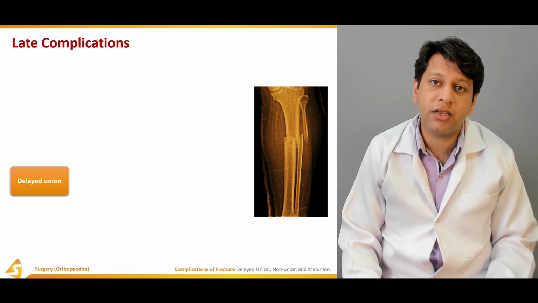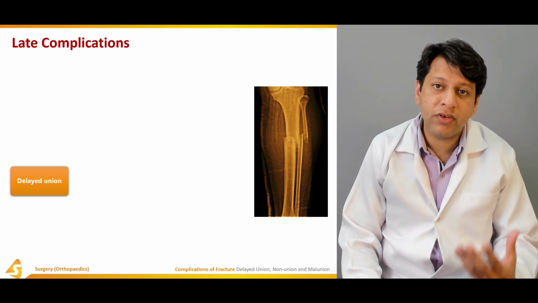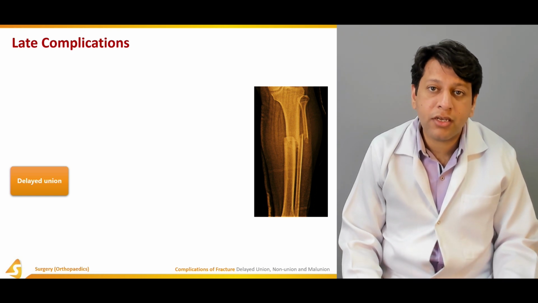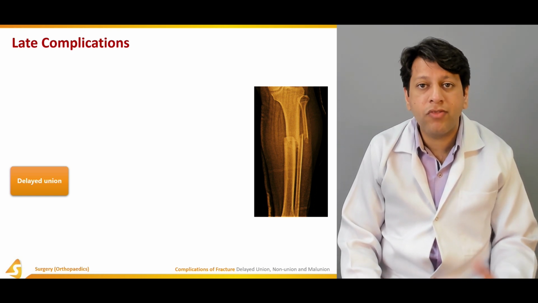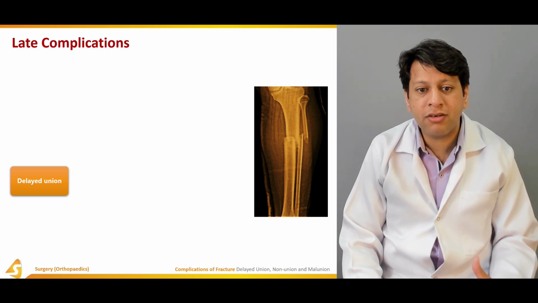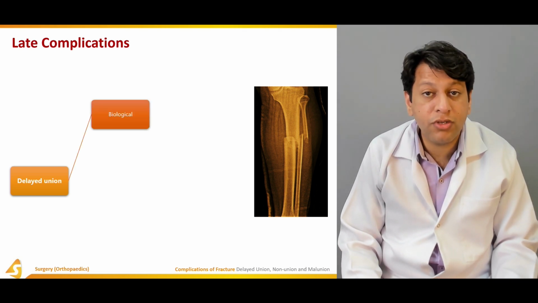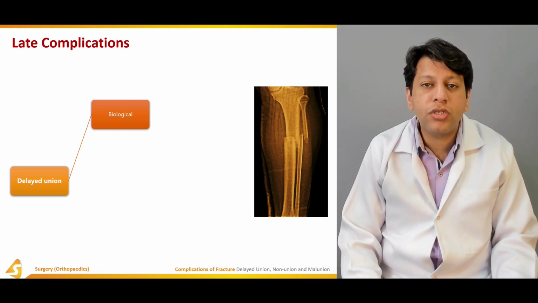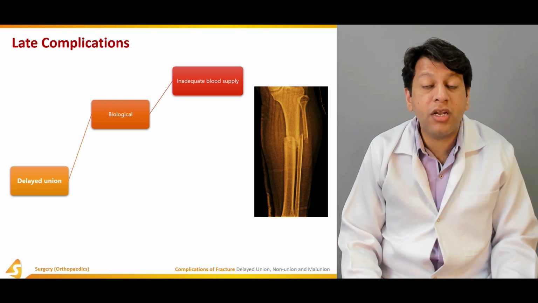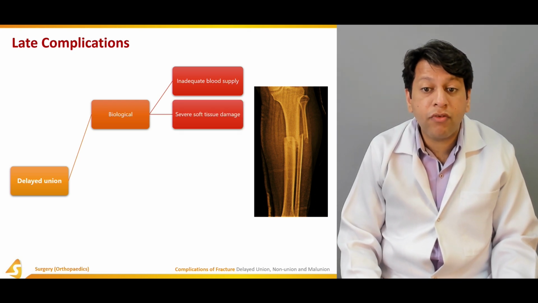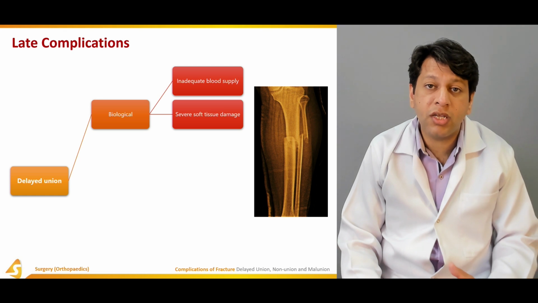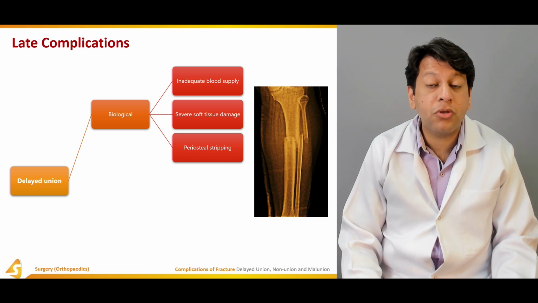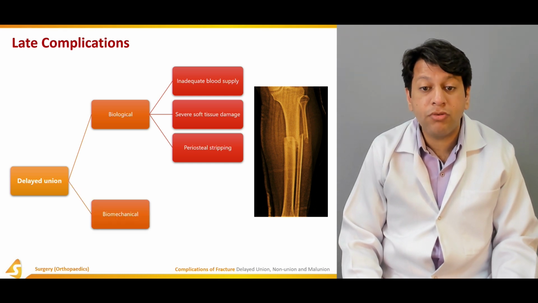healing. Usually a fracture heals in 4 to 6 weeks if it's conservatively managed, or by 3 to 6 months complete healing has occurred and remodeling has started. But if the remodeling does not start and complete healing does not occur, the patient may have a delayed union, or may be in a state of non-union as well. Usually the causes could be biological, which could be inadequate blood supply, or severe soft tissue damage, for example periosteal damage, where periosteal splitting or periosteal stripping has occurred at the time of surgery. This can all lead to delayed union.